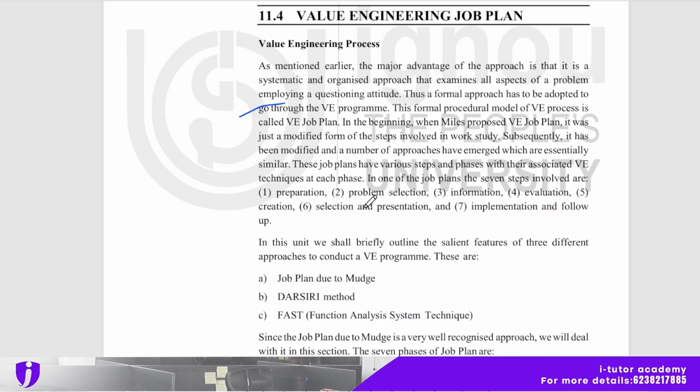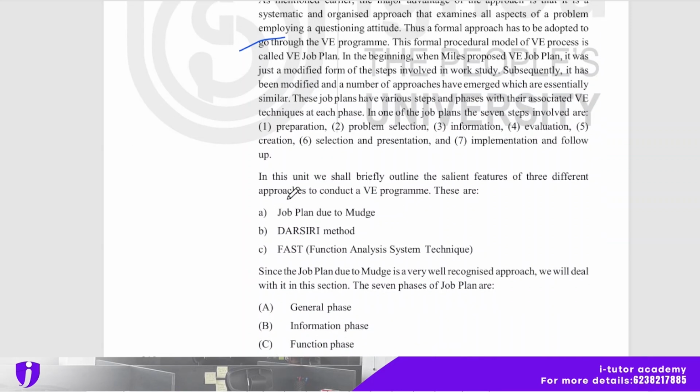In the beginning, when Miles proposed the VE job plan, it was just a modified form of the steps involved in work study. Subsequently, it has been modified and a number of approaches have emerged which are essentially similar. These job plans have various steps and phases with their associated VE techniques at each phase. In one of the job plans, there are 7 steps: preparation, problem selection, information, evaluation, creation, selection and presentation, and implementation and follow up.